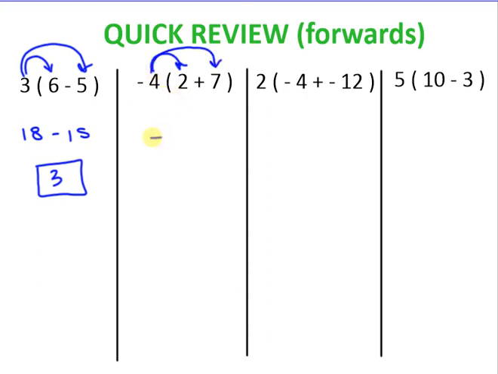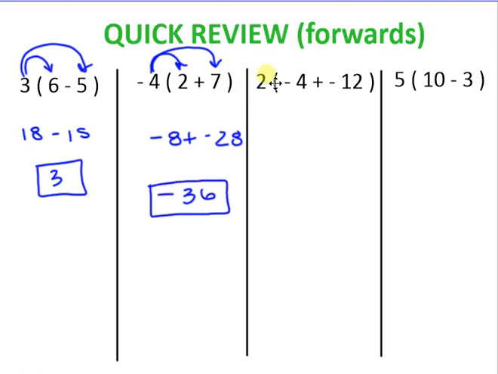This time we're distributing a negative 4. Negative 4 times 2 is negative 8. Negative 4 times 7 is negative 28. We have the same sign, so we're going to add and keep. Negative 8 plus negative 28 is going to be negative 36.